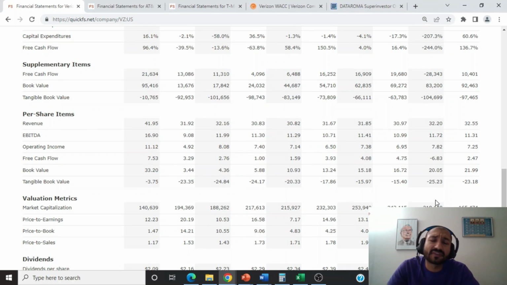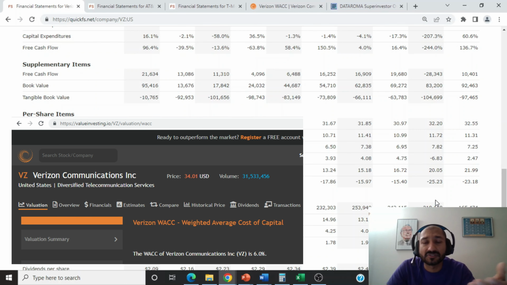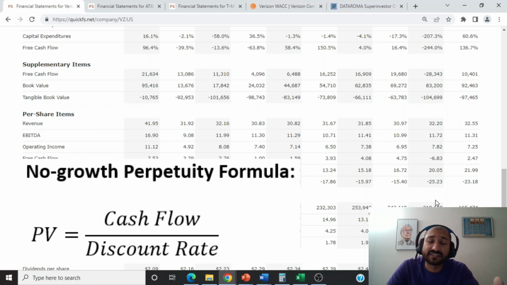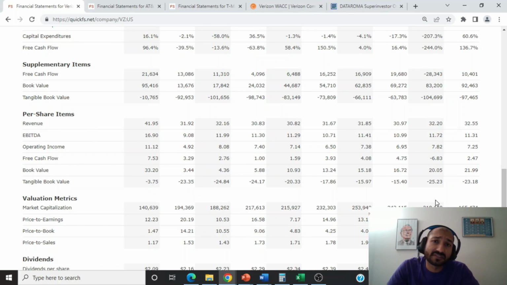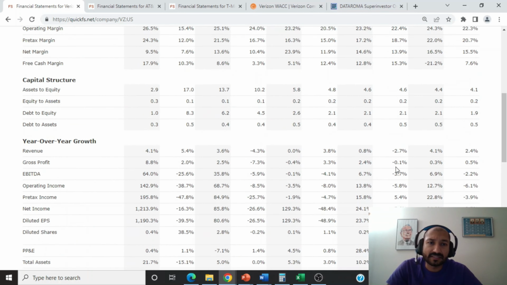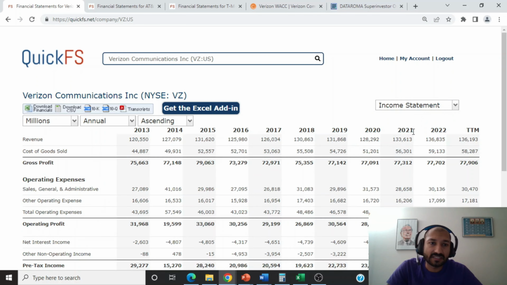Now, if you think that the 10% discount rate is too high and want to use 6%, which is the company's weighted average cost of capital, as a discount rate, then the company's intrinsic value would come to about $176 billion. And in this case, the company's intrinsic value is certainly higher than the company's market cap, implying that Verizon's stock price is undervalued.